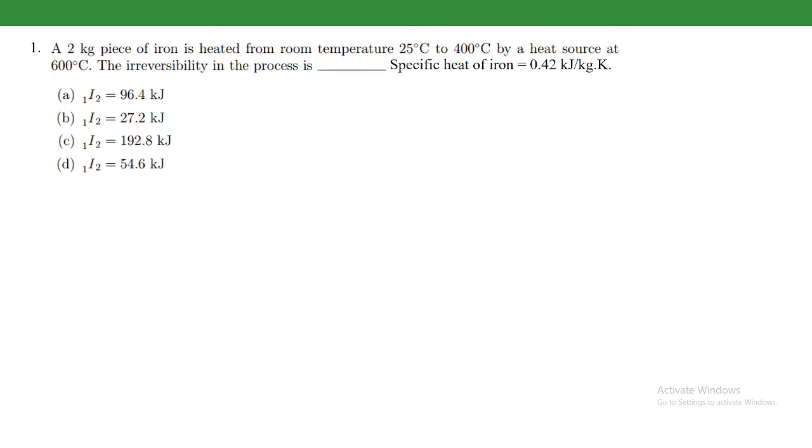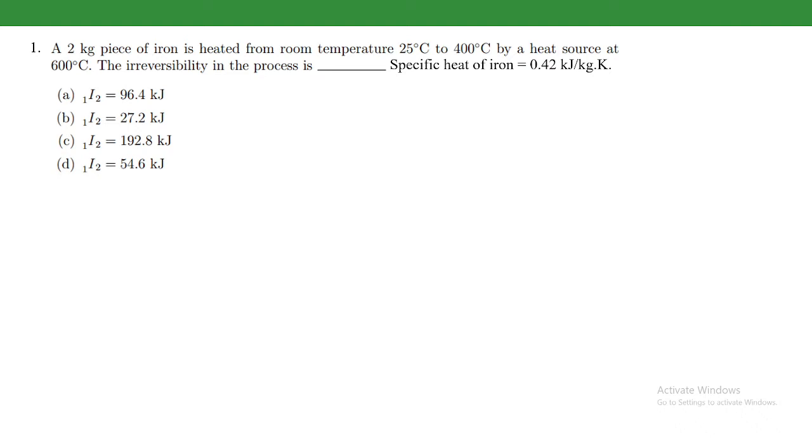So okay, the first problem is: a 2 kg piece of iron is heated from room temperature at 25 degrees Celsius to 400 degrees Celsius by a heat source at 600 degrees Celsius. The irreversibility in the process is what? So, what is irreversibility? Irreversibility is basically the decrease. The decrease in the available energy is a measure of the irreversibility of the process.